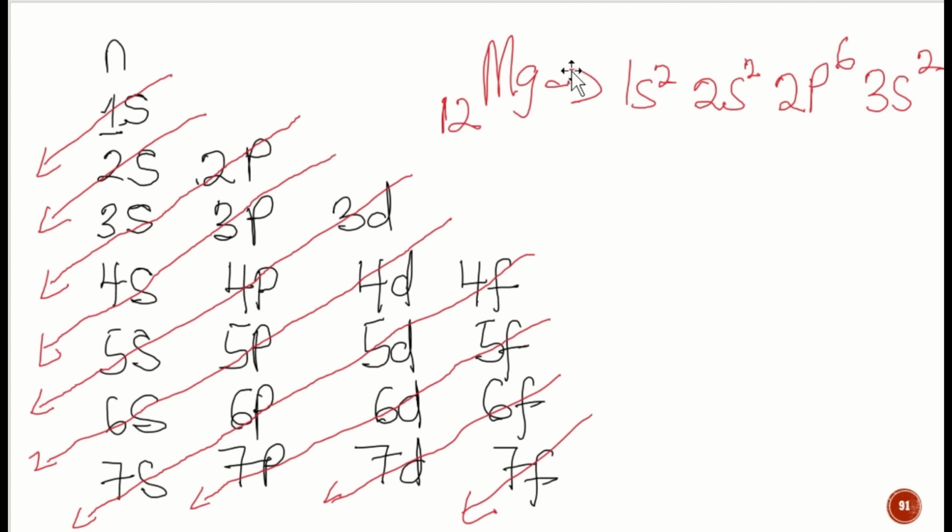If I was asked to write the electronic configuration for magnesium, I will enter a 1s orbital, so I'll give it 2 electrons. The next is a 2s. I'll give it 2 electrons. This becomes the electronic configuration using our flowchart.